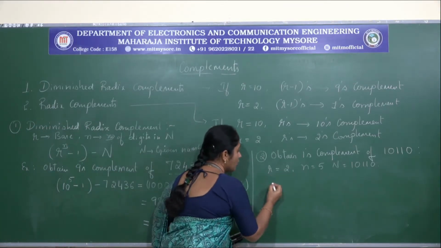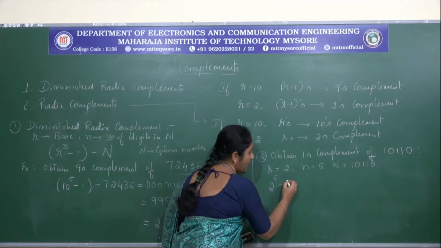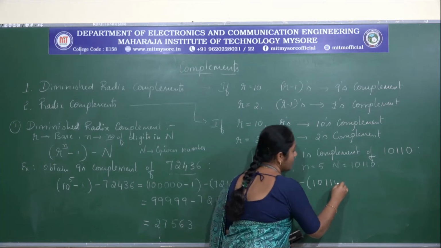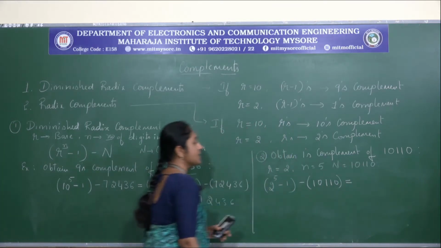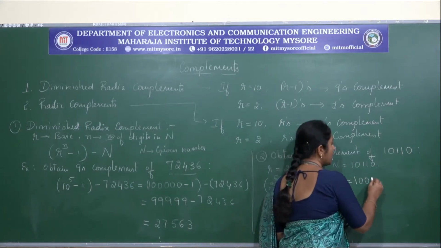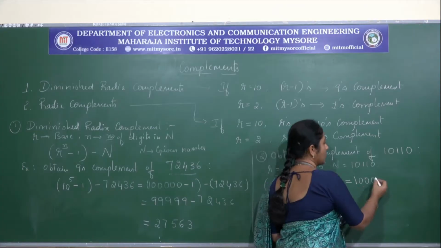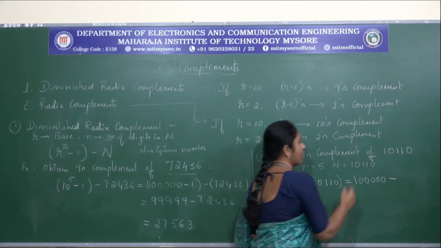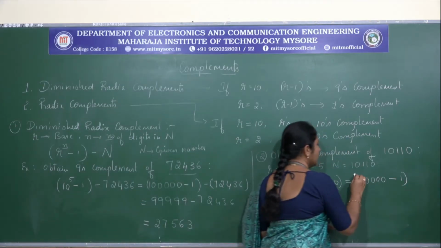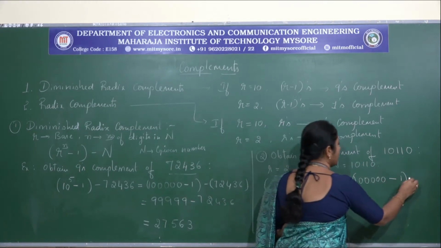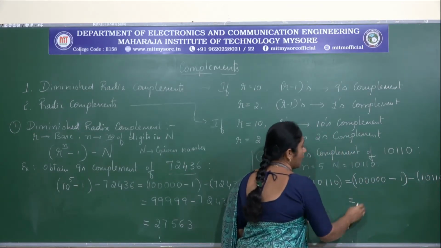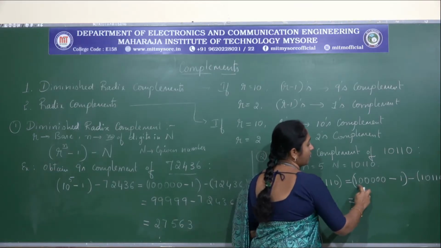Yes, now 2 to the power 5 minus 1 minus 10110, okay. So 2 to the power 5 is 32, we need to represent it. So 32, yes, 2 power 5, the other bits are 0. This is the representation for 32 in binary, and yes, so minus 1, next 10110. Yes. Now what is the result of subtraction from 32?